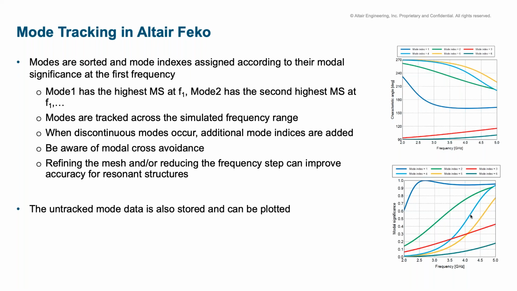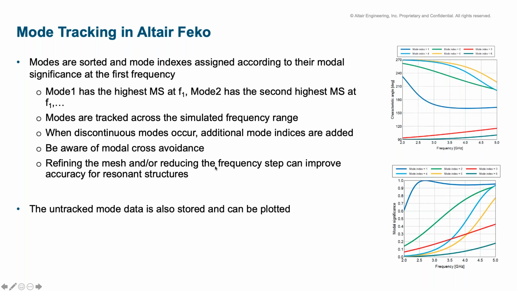Then just some concepts to be aware of with respect to mode tracking. We don't have time to go into it, but just be informed of the modal cross avoidance concept, where sometimes in mode tracking you can see, let's say, unexpected behavior. And for some applications that cross avoidance behavior is actually a physical phenomenon. So that's something to be informed about.